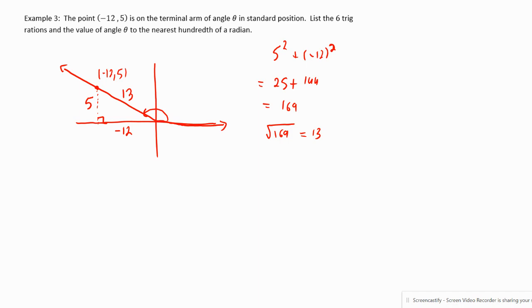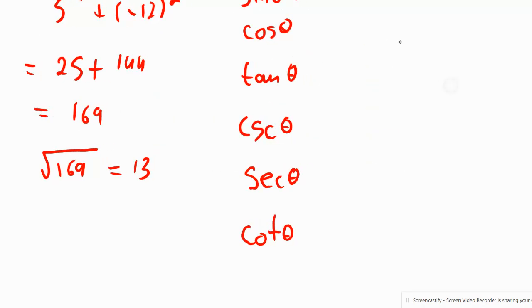Okay, so we're asking for the 6 trig ratios. That's ratios, not rations. Typo there. So we need to figure out what is sine theta, cos theta, tan theta, cosecant theta, secant theta, and cotangent theta. So sine is y over r.